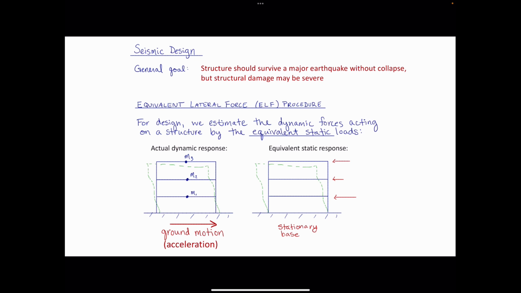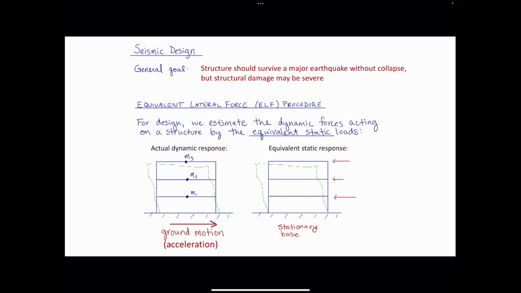So we simplify the actual event, what's really happening, which is a dynamic phenomenon, right, into what we call equivalent static loads. So the actual response is generated by the mass of the building trying to catch up to the motion at the base, right? So the ground is accelerating the base of the building. The rest of the building that's above the ground, we consider it to be lumped masses at each floor. And then that's force equals mass times acceleration, right?